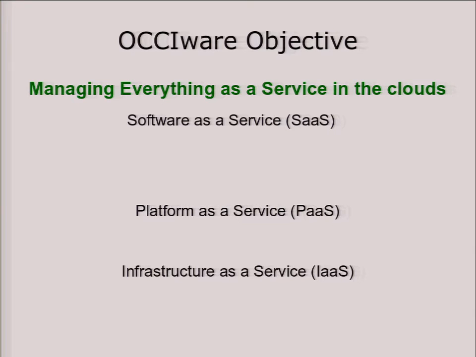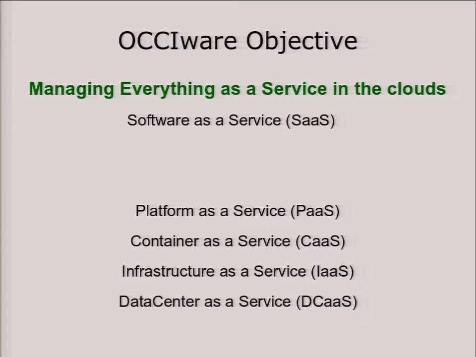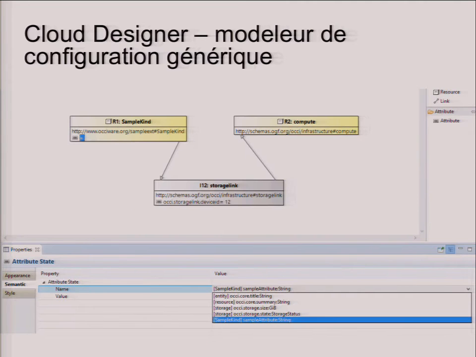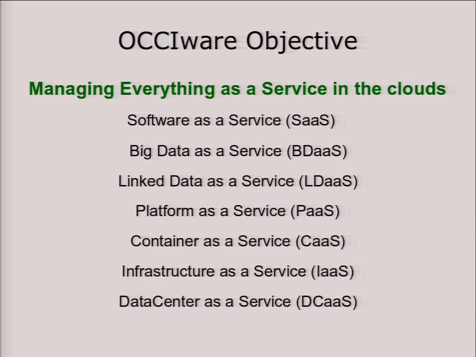And the objective is, as said, to manage everything as a service in the clouds. We could name it XaaS. Not only software as a service, platform as a service, and infrastructure as a service, but also container as a service, data center as a service, and upwards, linked data as a service and big data as a service. All of this is demonstrated in the OCCIware project.